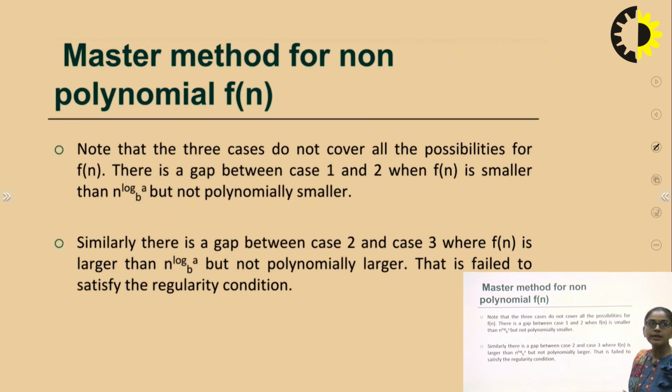Okay, so these three examples are basically simple and basic master method examples. But one more very important point is there. What was that? Master method for non-polynomial. In this particular point, we are saying there are so many situations when we are comparing f(n) and g(n), and we say f(n) is smaller than g(n), but not polynomially smaller. In another way, we say f(n) is greater than g(n), but not polynomially larger.